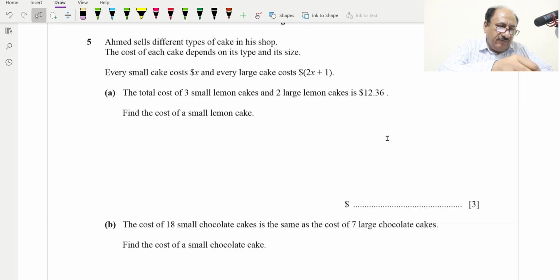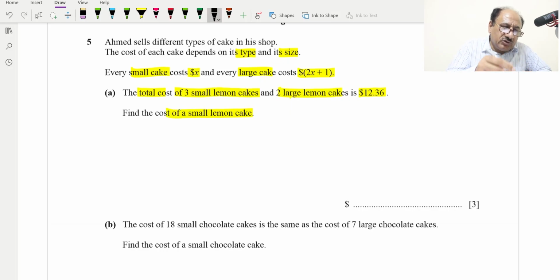Now question number 5. Ahmed sells different types of cake in his shop. The cost of each cake depends on its type and its size. Every small cake costs x dollars and a large cake costs 2x plus $1. Part A: the total cost of 3 small lemon cakes and two large lemon cakes is $12.36. Find the cost of a small lemon cake.